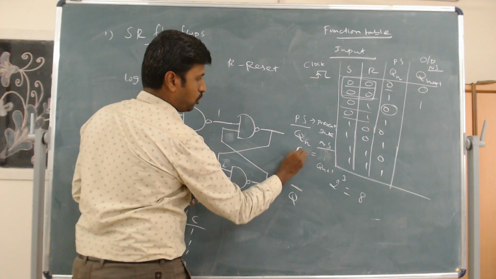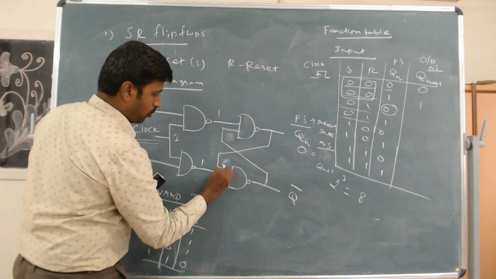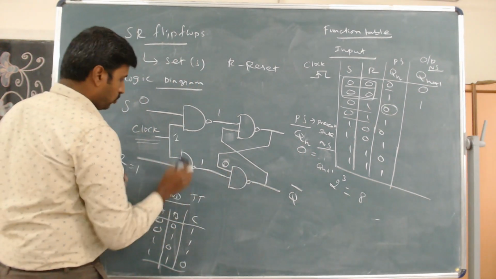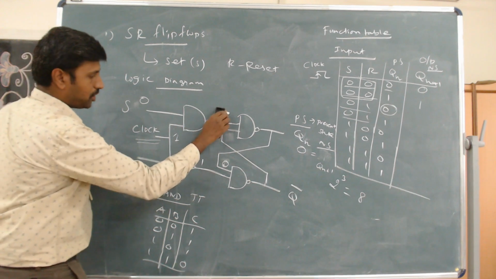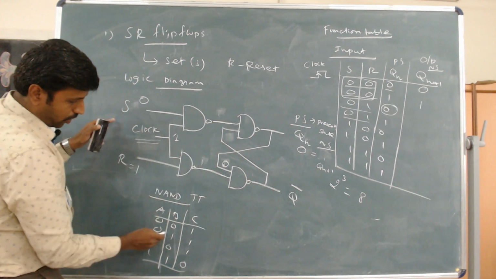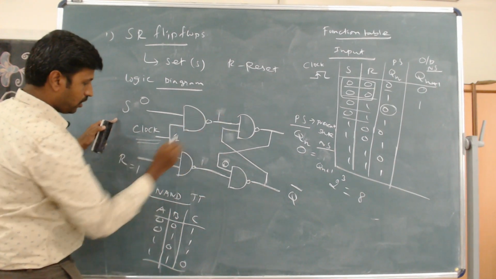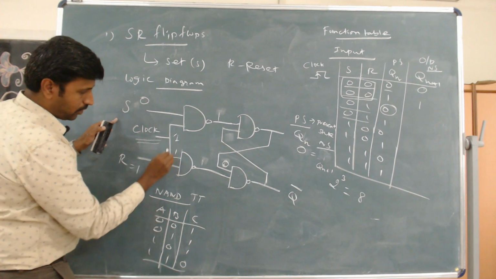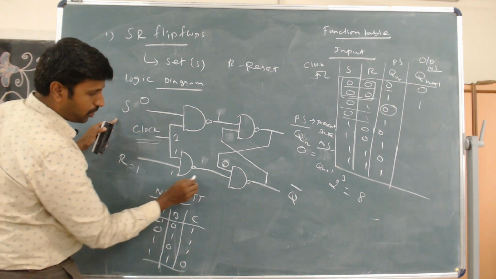Q of N will be 0. Okay, so 0 will be feedback here. And now 0 1 means what will be the state here? 0 1 means output will be 1. 1 1: so 1 is clock, so 1. So 1 1 means output will be 0.